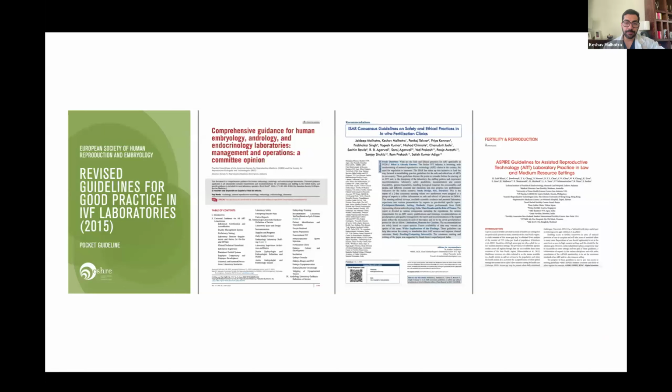So with this, I'll leave you with 4 publications. The first one, I'm sure all of you have read. This is from ESHRE. This is Revised Guidelines for Good Practice in IVF Laboratories. And there is a section on IVF lab design in this. The second one is from ASRM. Again, there is a section on IVF lab design in that.